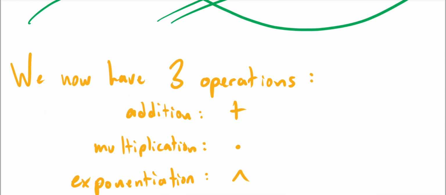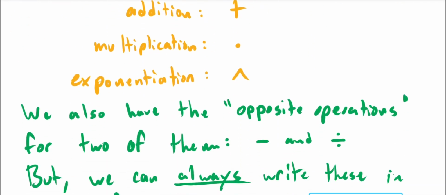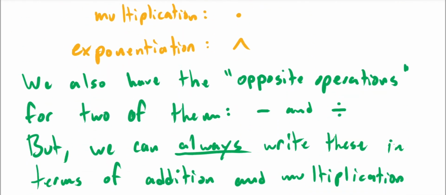So we've now covered 3 operations. We've covered addition, multiplication, and with the last video, we started to talk about exponentiation, although we really only talked about how exponentiation works with positive exponents, or at least non-negative exponents. And we also talked about the opposite operations for the first two, namely subtraction, the opposite of addition, and division, the opposite or inverse operation of multiplication.